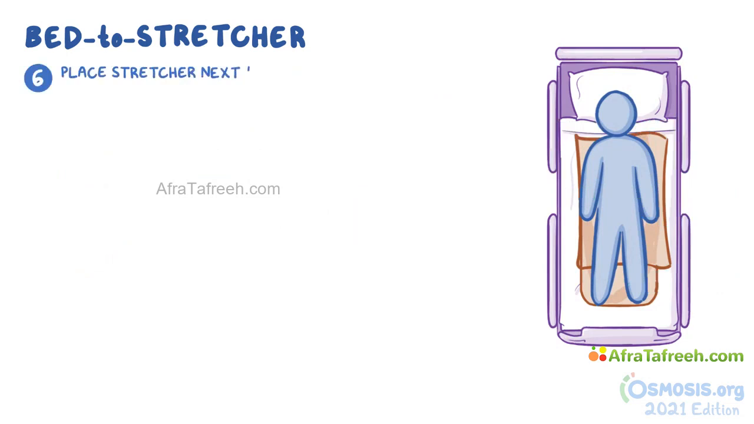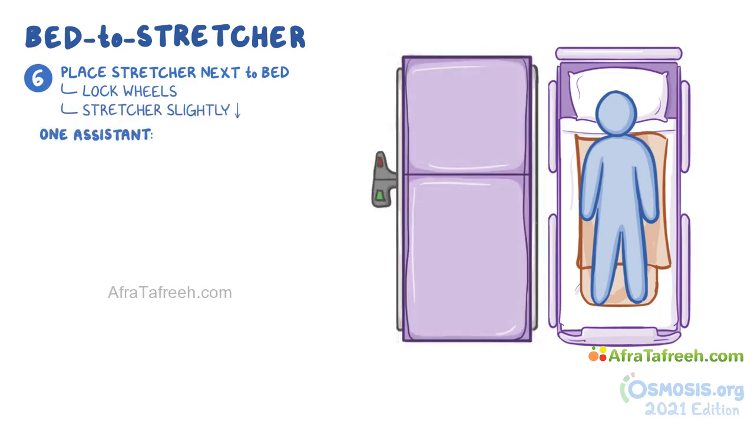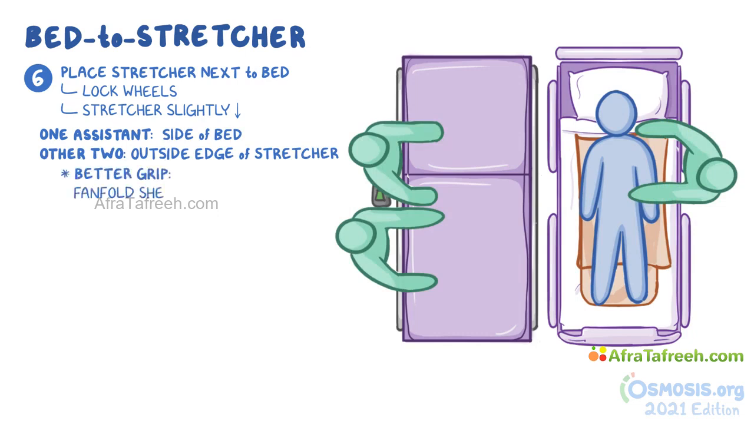Place the stretcher next to the bed, lock the wheels, and make sure that the stretcher is slightly lower than the bed. One assistant should stand at one side of the bed, while the other 2 should position themselves on the outside edge of the stretcher.